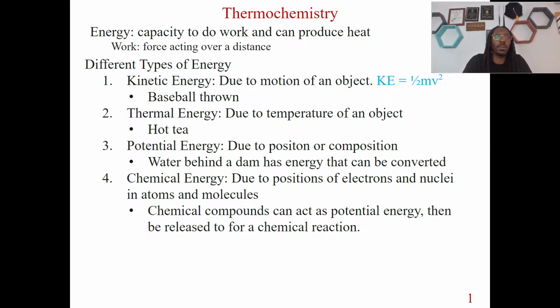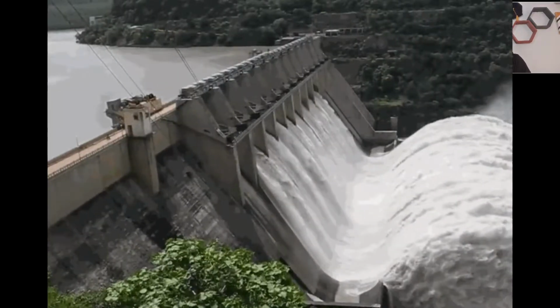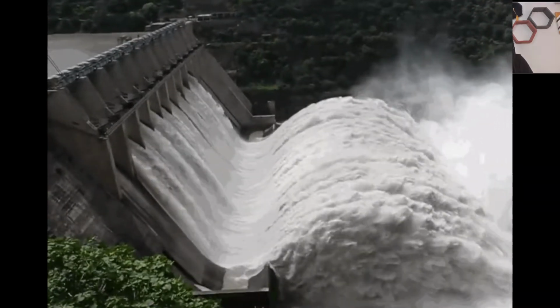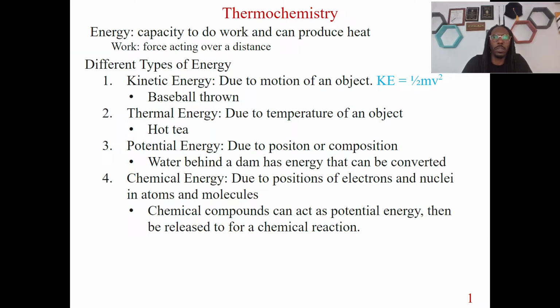Okay, so remember these are different types of energies. Potential energy, we always hear the example with the dam, the Hoover Dam, or any dam for that matter. But basically, potential energy deals with the position of where you are. And then even chemical energy. This is due to the electrons and nuclei in your atoms and molecules, so chemical compounds, basically everything we've been talking about throughout these videos. So energy: the capacity to do work and produce heat. And there are many examples of energy.